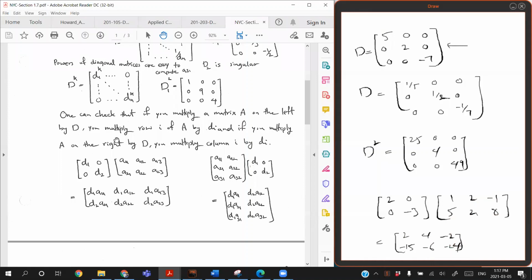And if you're multiplying by a diagonal matrix on the right, the same thing happens, but with the columns. That is, the first column will be multiplied by D1, and the second column will be multiplied by D2. So the result is going to be D1 A11, D1 A21, D1 A31. For the second column, it's the same, except it's times D2.